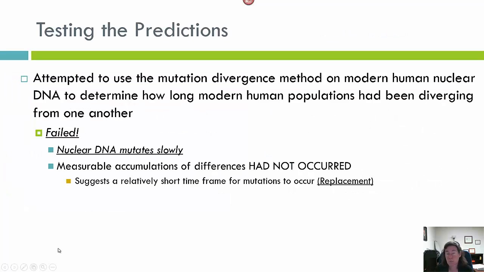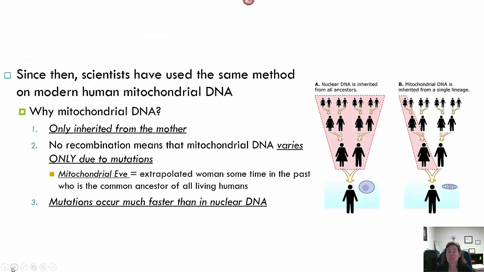So when they tried to eventually test these hypotheses, they attempted to use the mutation divergence method on modern human nuclear DNA to determine how long modern human populations had been diverging from one another. Unfortunately, they failed. As I mentioned earlier, nuclear DNA mutates much too slowly for mutations to accumulate in the time frame that we are looking at for modern humans. Measurable accumulations of differences had not occurred. It was too short a time frame for the mutations to occur. Since then, scientists have used the same method on modern human mitochondrial DNA.